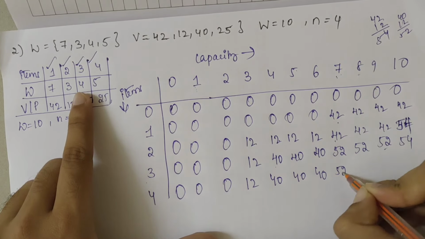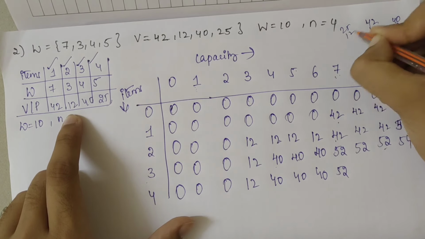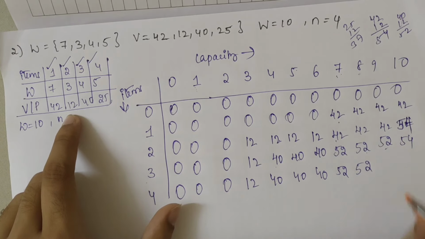No, it is not possible. For 8, is any combination possible? 25 plus 12 is 37. But here 52 is there. So 52 has higher value. So I'll write 52 only.